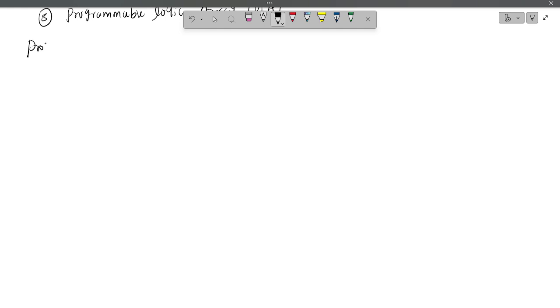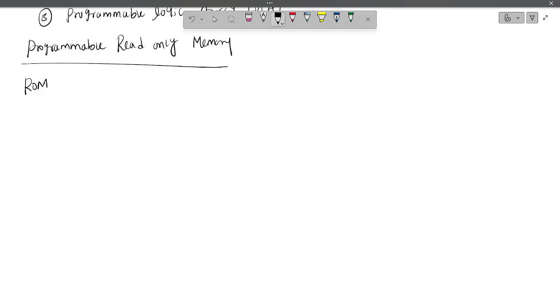Programmable read only memory. ROM is non-volatile. Non-volatile means when the power is shut down, the binary information will be stored permanently.